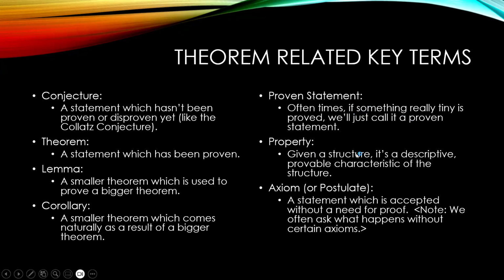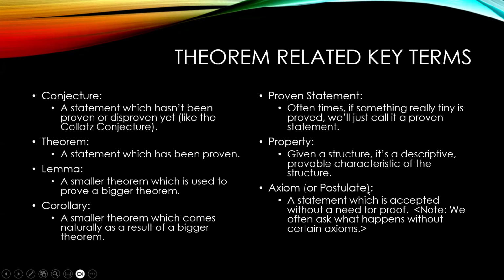And then a property, given a structure, is a descriptive, provable characteristic of the structure. For instance, the commutative property or the properties of equality or exponential properties. All of those are properties which we can prove, and once we've proven them, we can use them to do other things. For instance, the distributive property. It's a property which we know and understand, and so when we need to, we can use it.